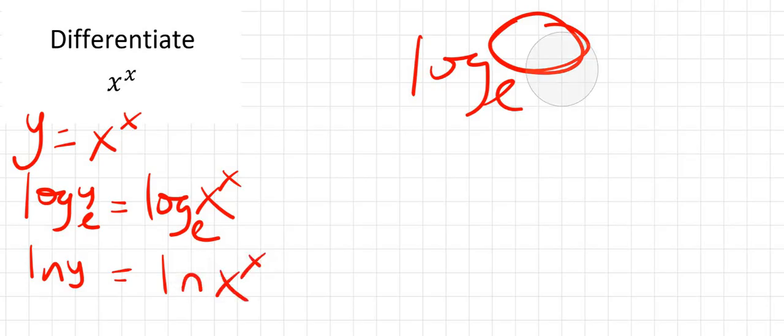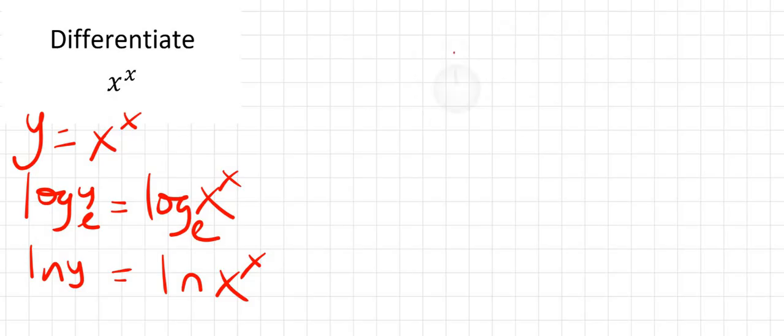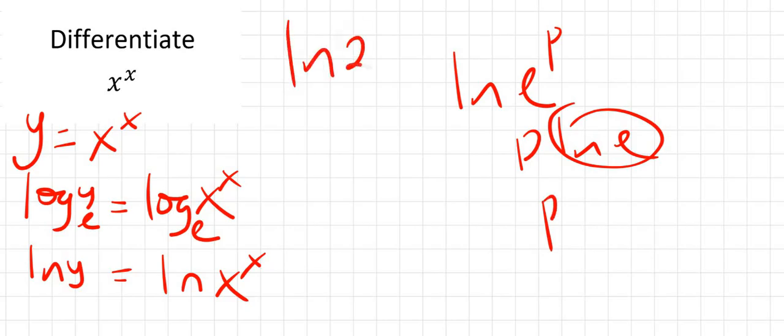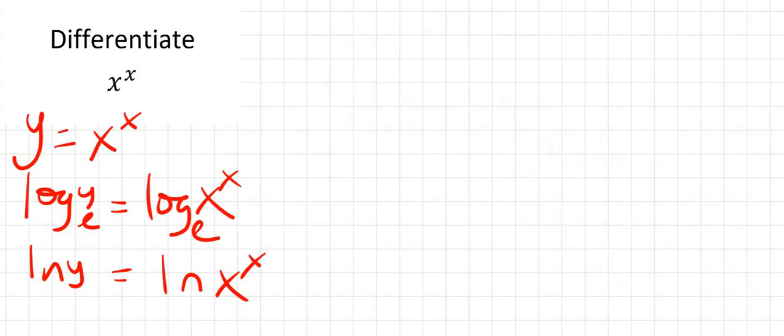Now applying law of logarithm, don't forget ln, let's say ln e to the power of p. This is same thing as p ln e. And don't forget ln e is 1. This gives you p. In case you have ln, let's say 2 to the power of p, this gives you p ln 2. The p, the power comes to the back as multiplier. That's what I'm going to do here. So therefore, I have ln y equal x ln x.